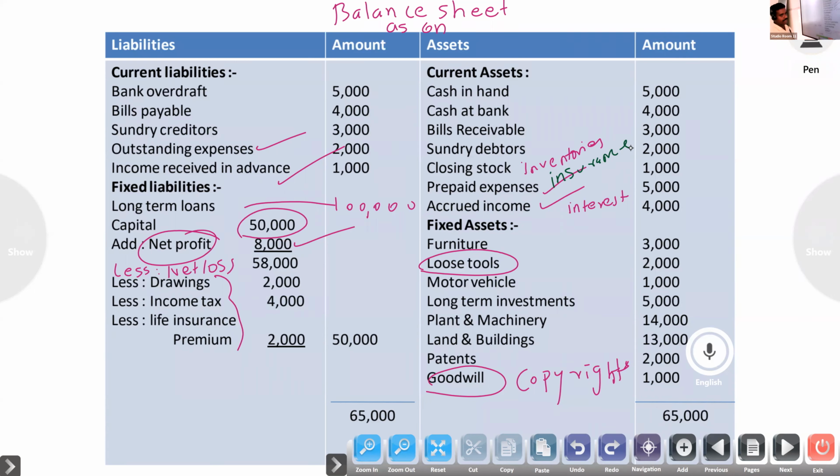So it is a very important topic. You can expect an 8 mark question: trading, profit and loss account, and balance sheet. The last final question will be this one. In the Maharashtra board it carries 15 marks: trading, profit and loss account and balance sheet.